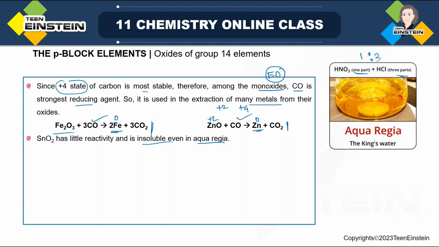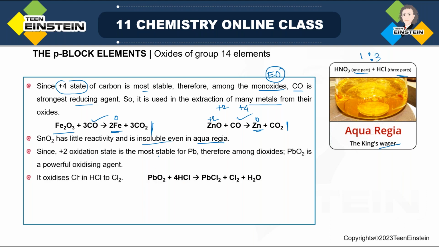HNO3 to HCl, 1:3. It is also known as king's water, because all the noble metals like platinum and gold can be dissolved in this aqua regia. So this is a mixture which can even dissolve gold. But SnO2 is so less reactive that even in aqua regia it will remain insoluble. Fine.